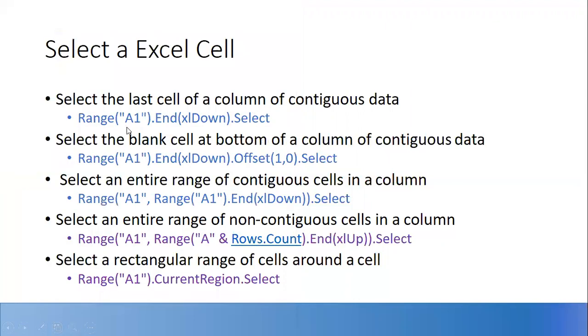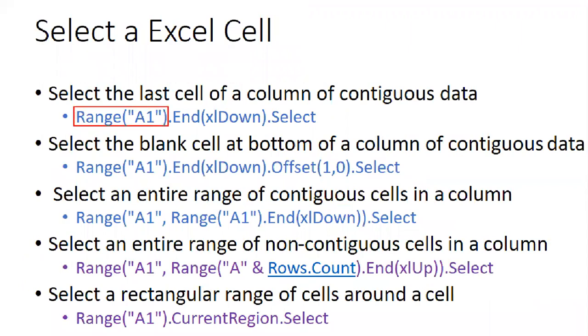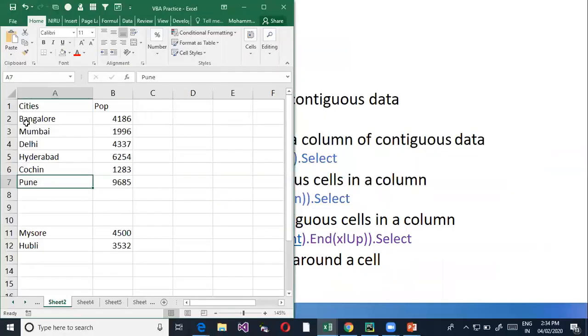For that, we are using this particular thing here, Range of A1. That means I want to focus on A1. From there, I say End xlDown. So xlDown means your cursor will be moving down till the end of your contiguous data. Till it finds an empty row, it stops. As soon as it finds an empty row, it stops and selects the cell which is before the empty row. So when you go here, we have the contiguous data, and there is an empty row following after that. I want to stop before that particular thing itself.